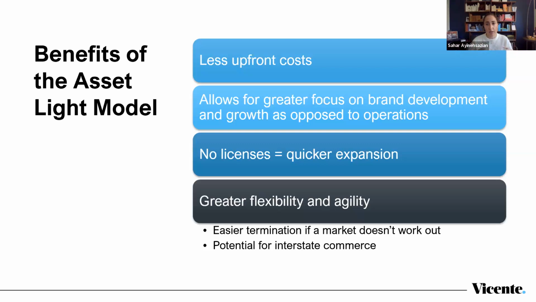Because of all of this, the asset-light model also allows for greater flexibility and greater agility, which means that if you go into a market and it's not working out so well, generally you just end up terminating the relationships you have there.